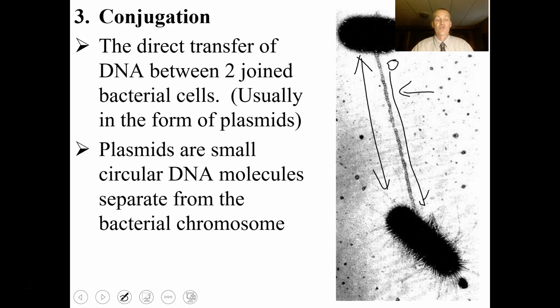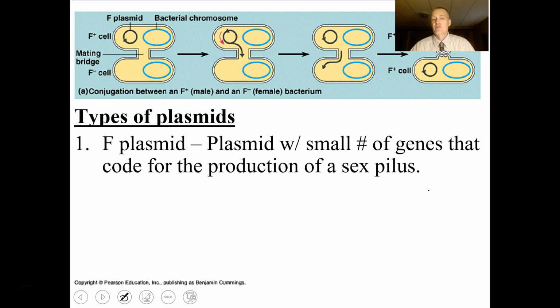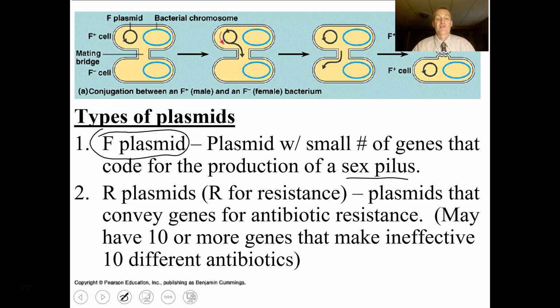So plasmids are those small circular DNA molecules. These are separate from the bacterial chromosome though, but they can transfer and share genetic material. There are 2 types of plasmids that you need to be familiar with. The F plasmid is a plasmid with a small number of genes that codes for the production of a sex pilus. Sometimes bacteria can't make sex pili, but if it conjugates with another bacterium and that bacterium sends an F plasmid over, it too will have the genetic material, the coded instructions, to build a sex pilus.